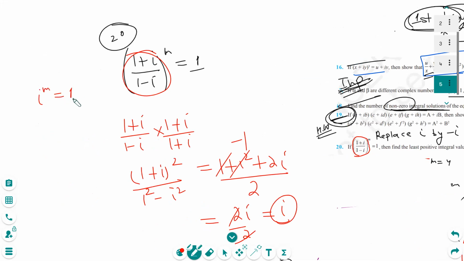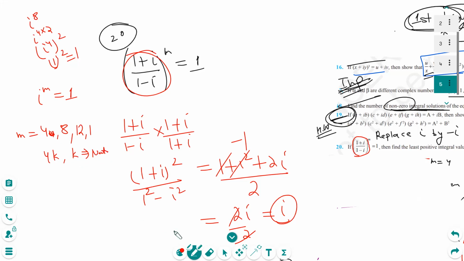Iota raised to power m is 1. And when is iota raised to power m equal to 1? Yes, 4. But it's actually not just 4, it's actually the multiples of 4. For every multiple you get it, right? For 4, for 8. See, you can check it out. So 4k, where k is an integer, but you cannot write all the values. If you are writing 4k where k is a natural number. Because it is asking us only the least positive integral value, and the least value you can observe is 4. That's why the answer is 4.